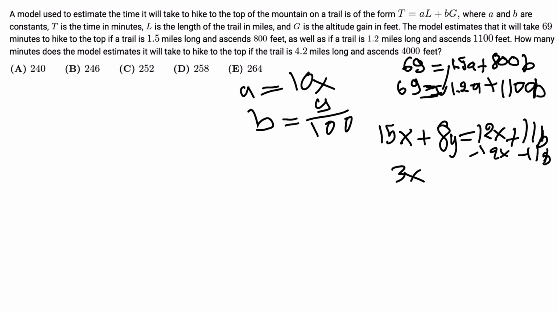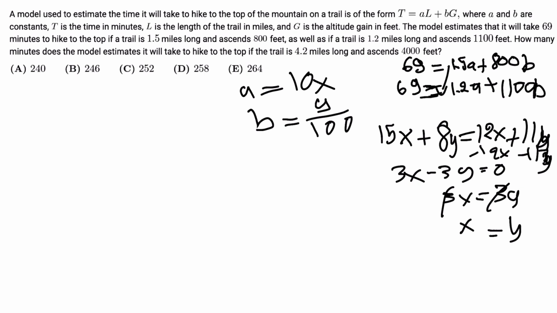Sorry, I wrote 11b here. This is supposed to be 11y. So 8y minus 11y is negative 3y, and that is equal to 0. So we end up with 3x is equal to 3y, and that basically means if we remove the 3, x is equal to y.